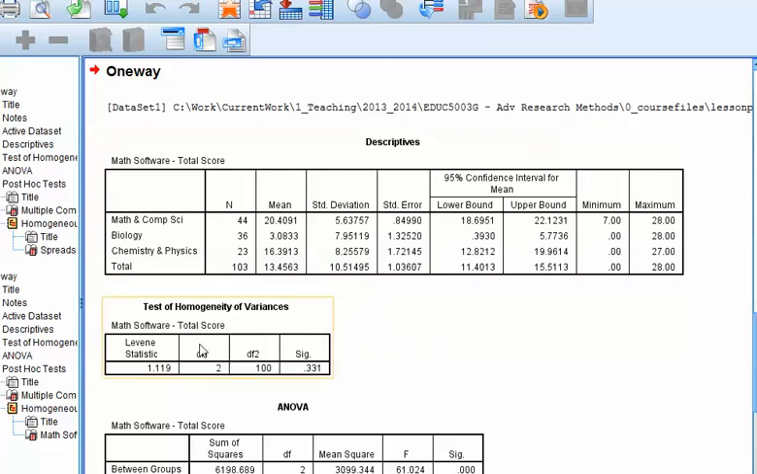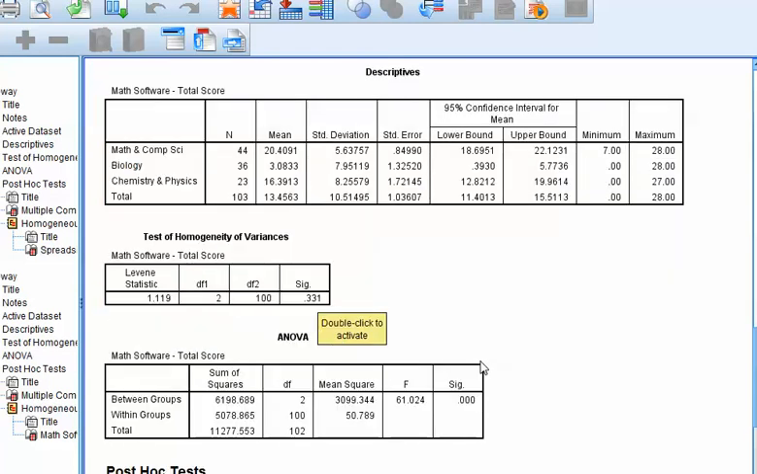Next thing we look at is the homogeneity of variance. It's a Levene statistic. It's the same statistic used in independent t-tests, and here it says it's 0.331. So it's testing whether they are significantly different. Well, it's not less than 0.05, so we can assume that the variances are the same. So this test is valid.